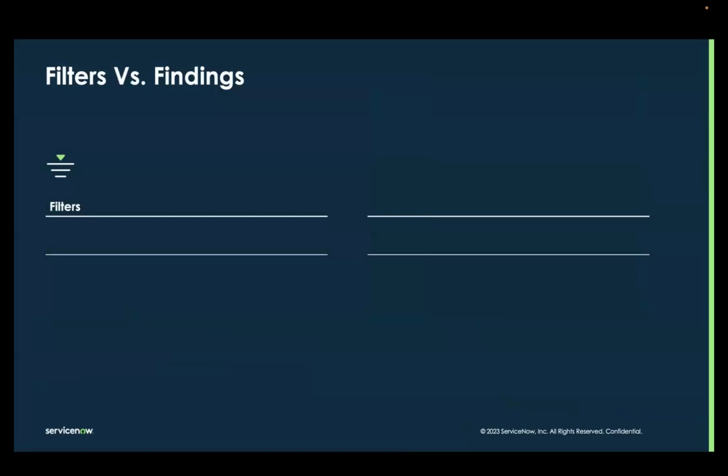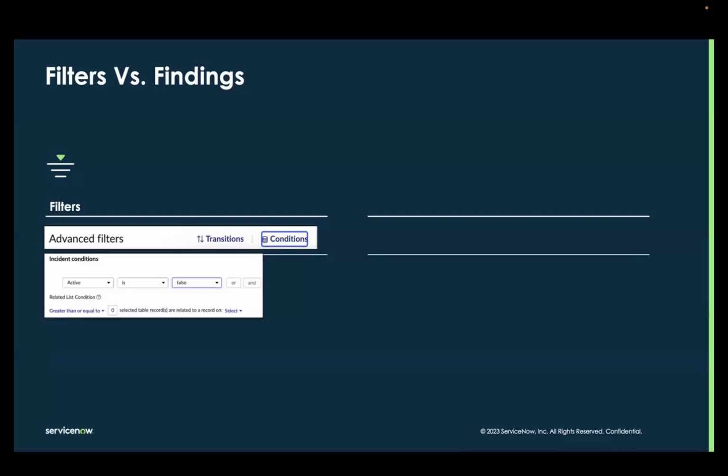But what really are filters and findings? Filters are very easy to understand. You're trying to filter out or dice your data and pick up a few records from it. There are 2 types of filters. One is the conditions filter, which basically says go to my incident table, for example, and only pick up records where active is false, or only pick up records that were closed last month. That's a very simple conditional filter.